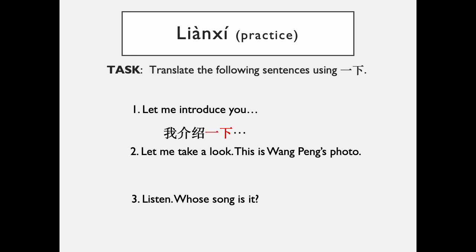You try doing number 2. 中文怎么说? We could say, 我看一下，这是王鹏的照片. Right? Let me take a look. So maybe your friend's holding this picture, and you're simply asking them to look at it briefly but also politely. This is where 一下 comes in very handy. Let's try number 3.